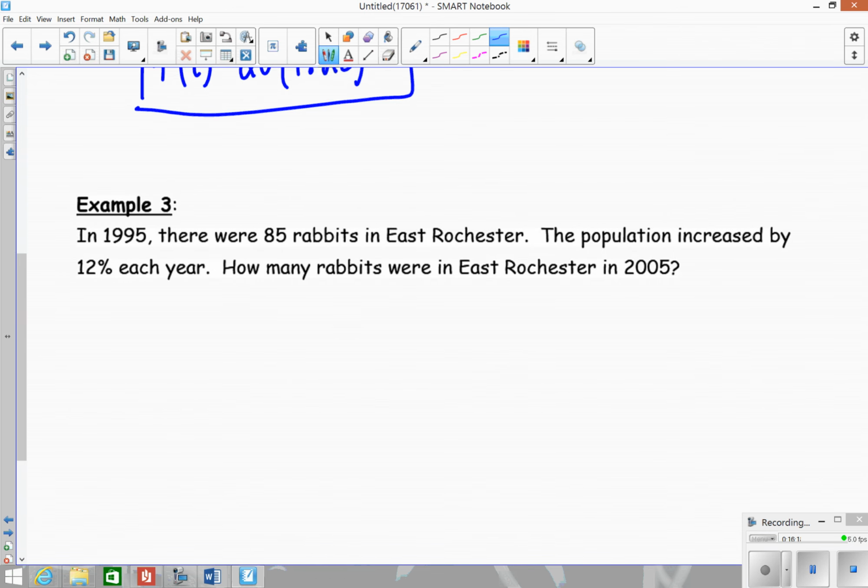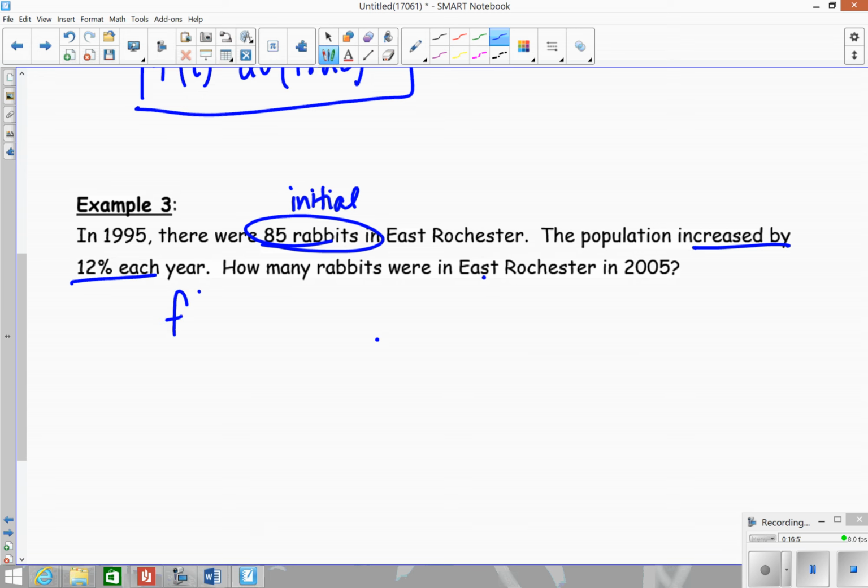So again, we're talking about East Rochester. Don't believe this. It's not accurate. I mean, it could be accurate, but not that I know of. So this is talking about in 1995, there were 85 rabbits in East Rochester. The population increased by 12% each year. How many rabbits were in East Rochester in 2005? So we started with, initially we're talking 1995, our starting year. There's 85 rabbits. So this is our initial. Then it's increasing, so growth by 12%, so exponential growth. We want to know how many rabbits were in East Rochester in 2005, according to this scenario.